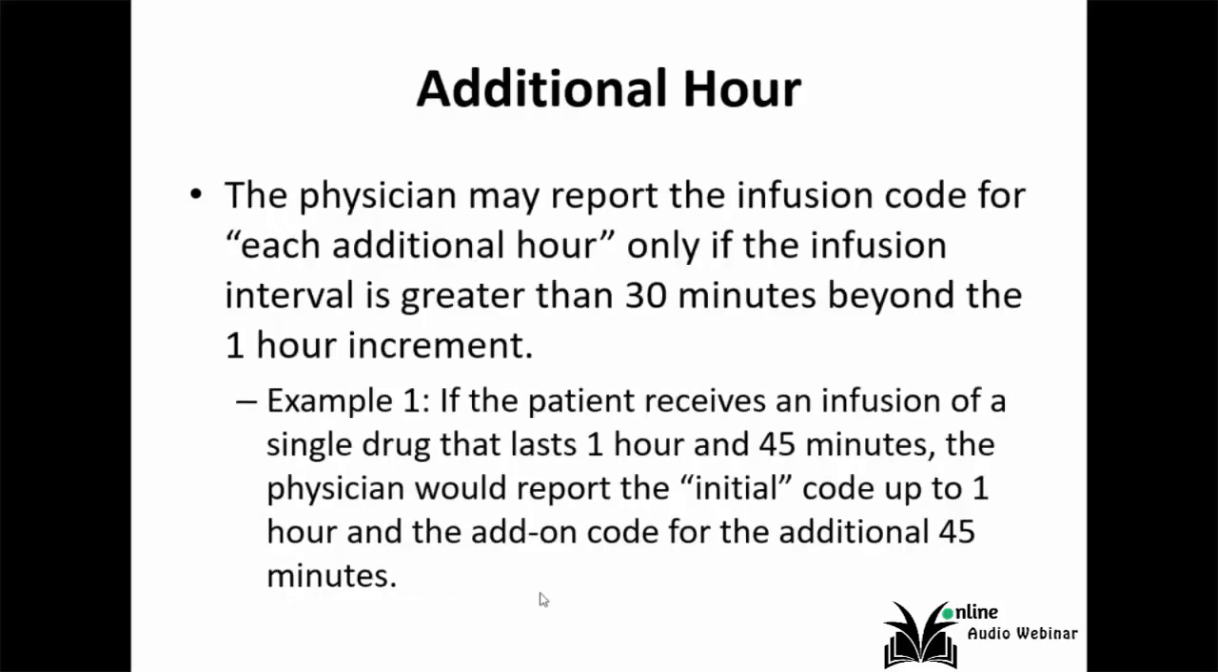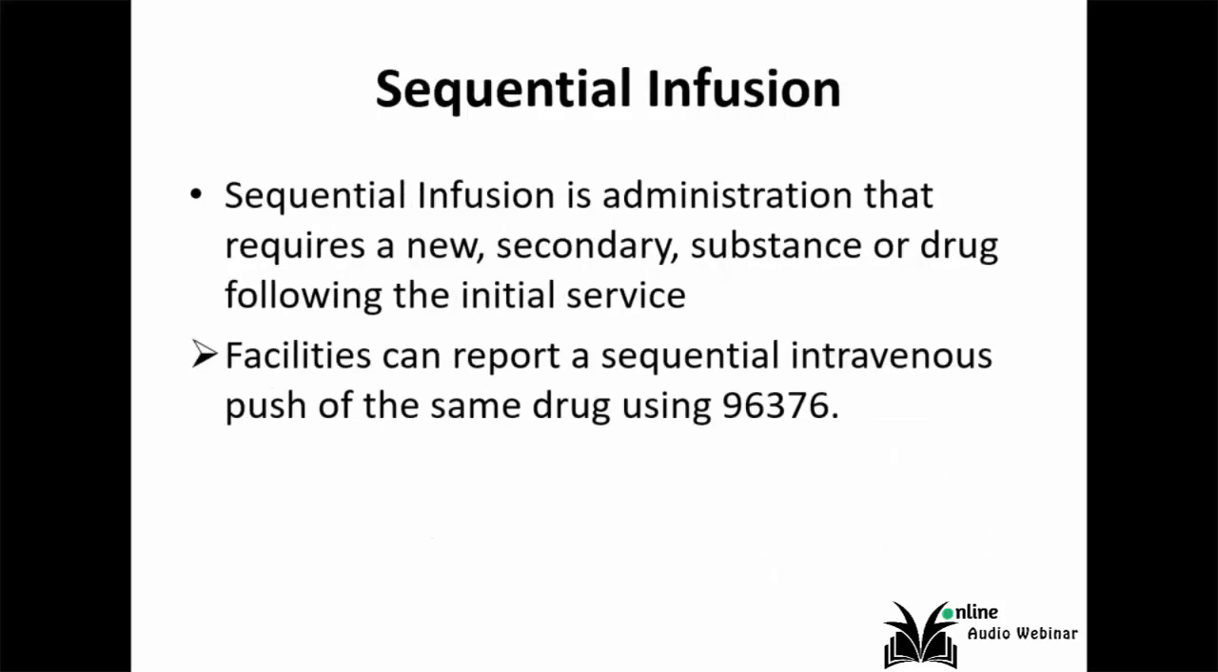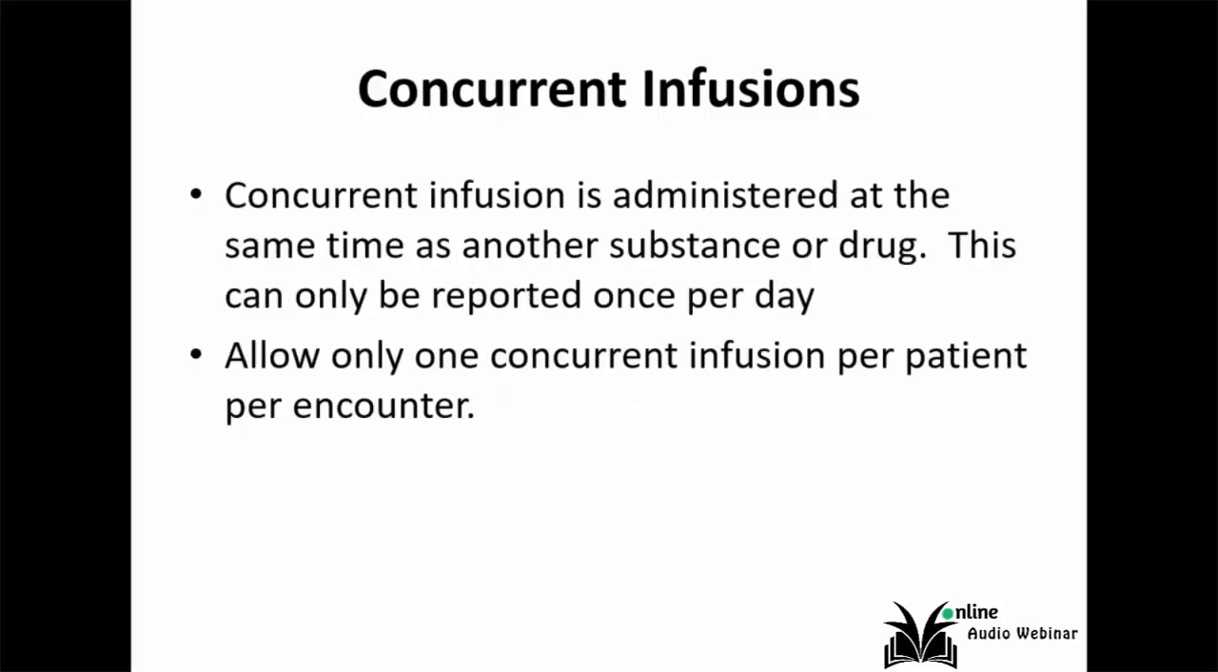All right, so now we want to talk about these add-on codes and how we use them, because there are different kinds of add-on codes. Now we have another add-on code that's called sequential infusion. This is when we've given a patient a medication for a period of time, and now we're giving them a new or different substance or drug after the initial service. We have concurrent infusion. Now, this is when two drugs or more are given at the same time.